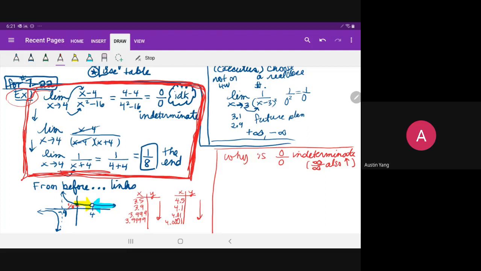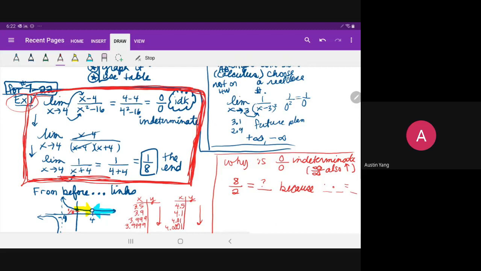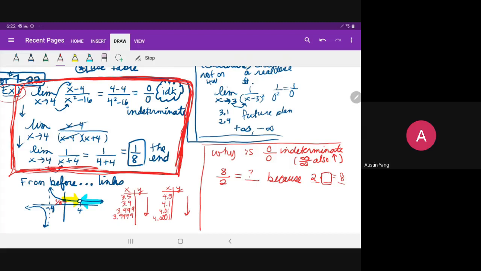Okay, but why is 0/0 indeterminate? Okay, 8 divided by 2 is something. We'll put a question mark for the moment. Then we're going to put because. Okay, so how do you do this as a multiplication? How would you set this up if you didn't know the answer was 4? So don't use 4 in your answer. Wouldn't you say 2 times blank equals 8? And then you'd be looking for the number in the blank. And the blank is 4. And that's why the answer is 4.